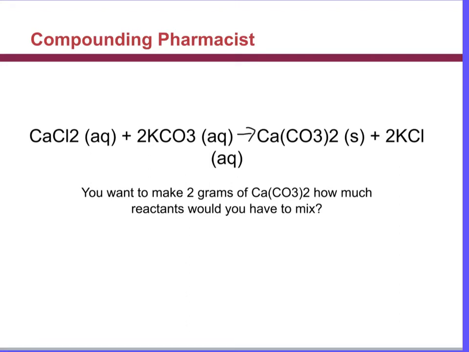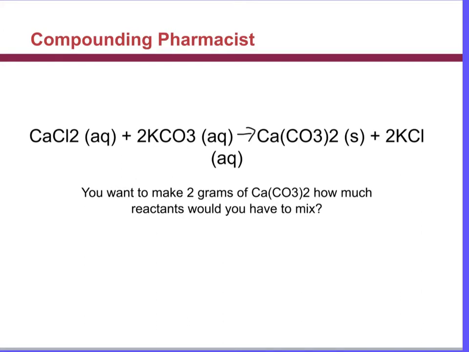Okay, so here once again is an example from a compounding pharmacy. If I had a business and I needed to manufacture calcium carbonate, I actually could do this through a double replacement reaction of reacting calcium chloride with potassium carbonate. Through a double replacement reaction, we would get a precipitate, and that precipitate actually is calcium carbonate. So this is one way that a compounding pharmacy could produce and compound and actually make this compound on site through a double replacement precipitate reaction.